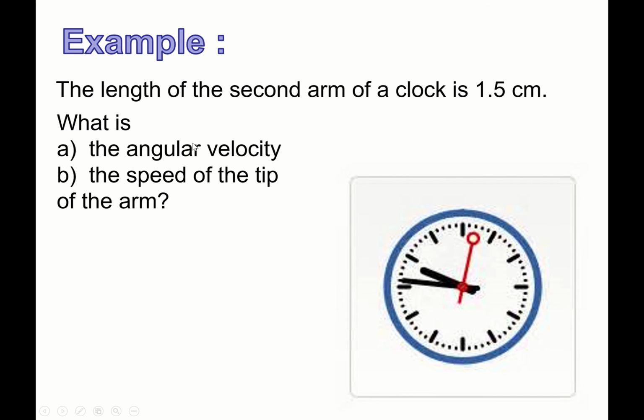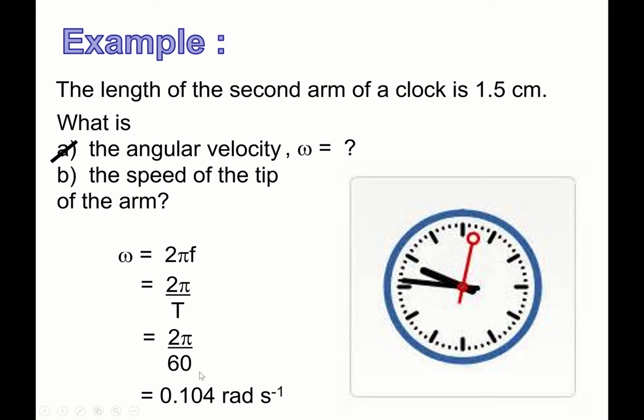Okay, one example. The length of the second arm of a clock is 1.5 centimeter. So what is the angular velocity and the speed of the tip of the arm? First question, we are going to determine the angular velocity, omega. Using the equation omega equals 2 pi f, and f is 1 per T. For one complete circle, the second arm takes 1 minute, which equals 60 seconds. So we substitute the period here as 60 seconds. The answer is 0.104 radian per second.